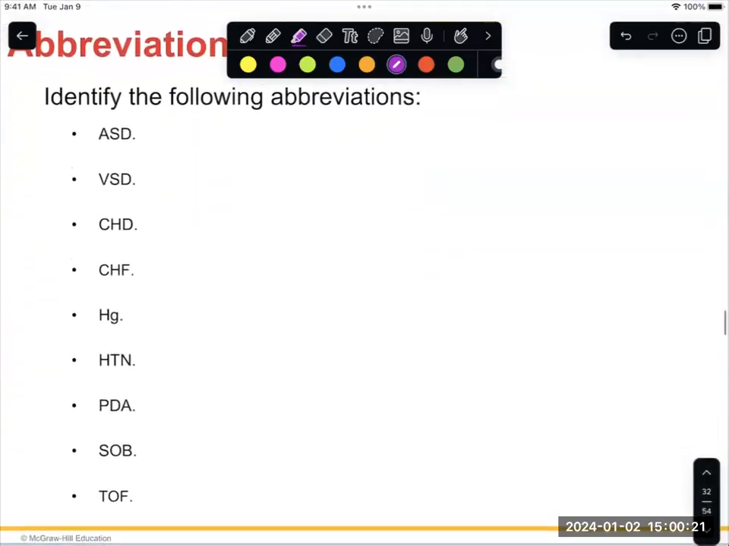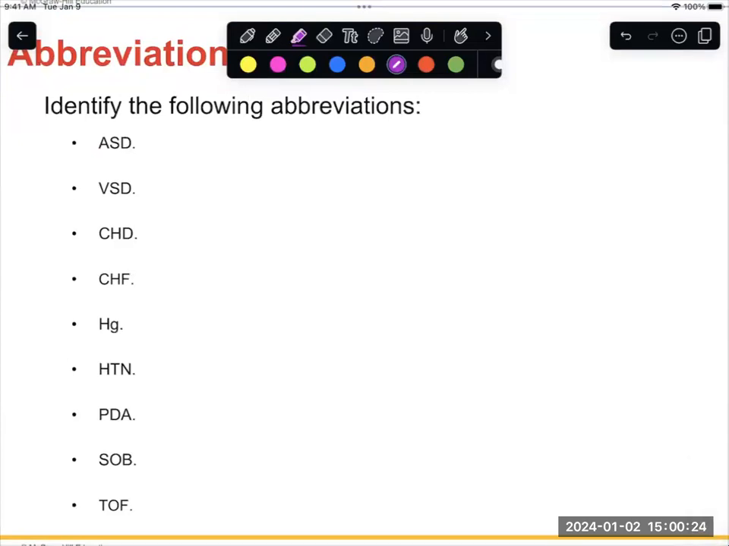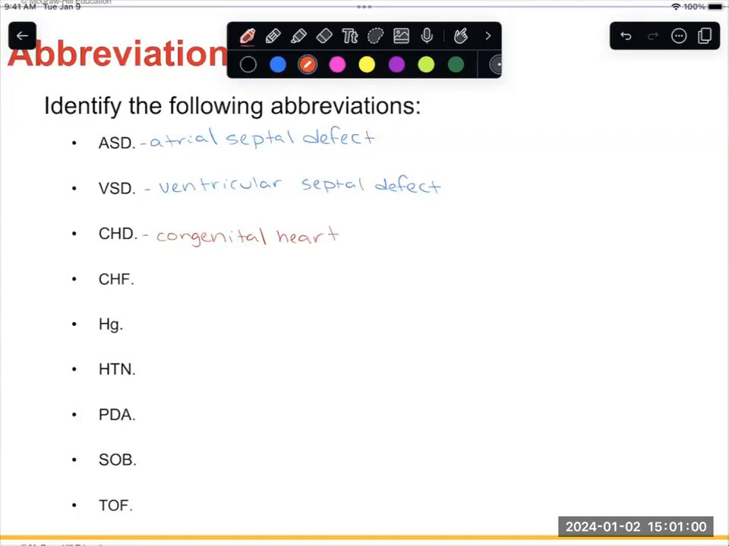Ooh, a lot of abbreviations. So let's look at what words we've already looked at here. Atrial septal defect, VSD, ventricular septal defect, CHD, congenital heart disease.